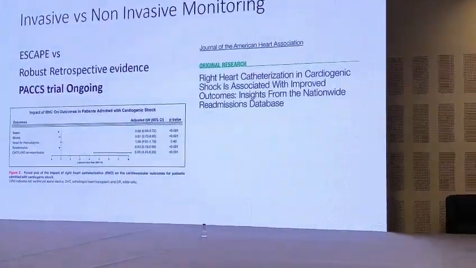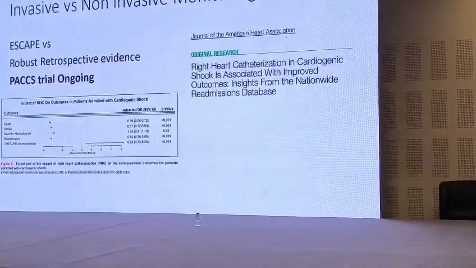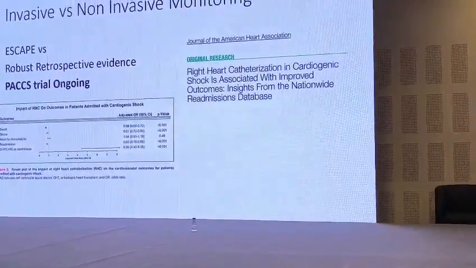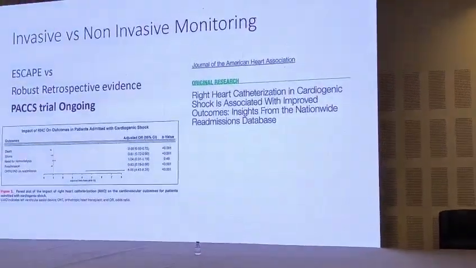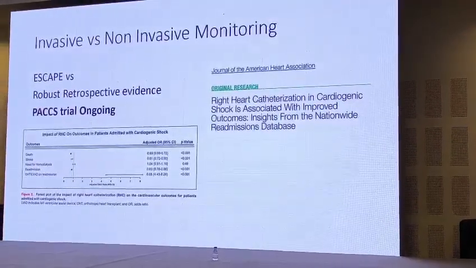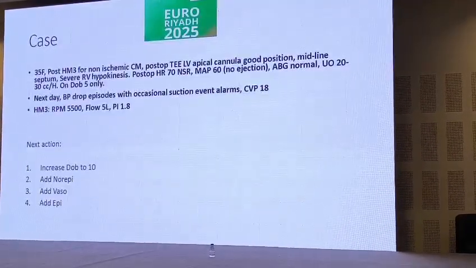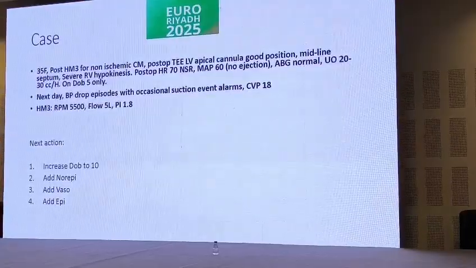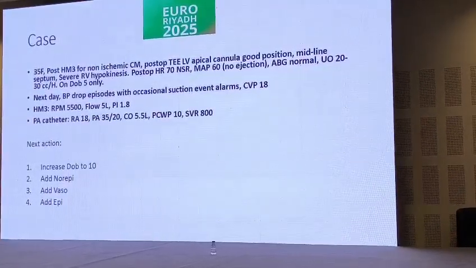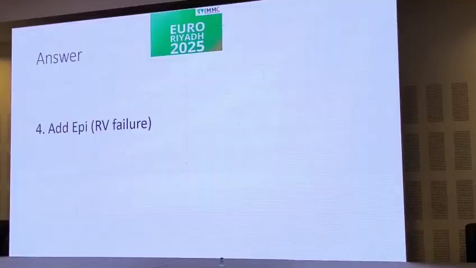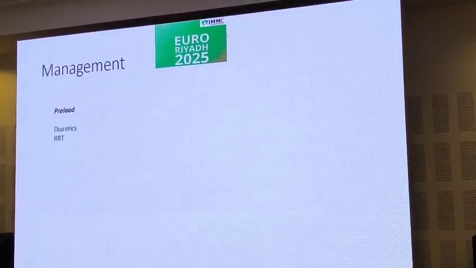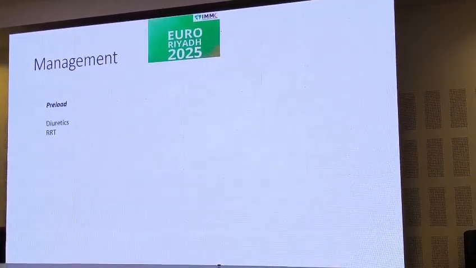When you have a complex case where you have an afterload problem, contractility problem, and preload problem, you need a PA catheter, as well as before MCS. If you are contemplating MCS and you have time, you better put in a PA catheter, and I'll tell you why. So I'm going to probably, for the sake of time, skip this case.